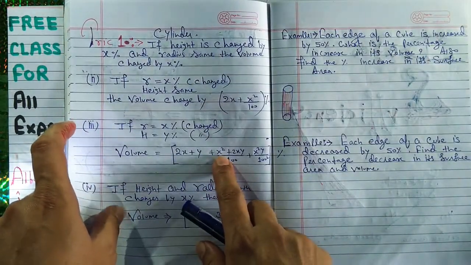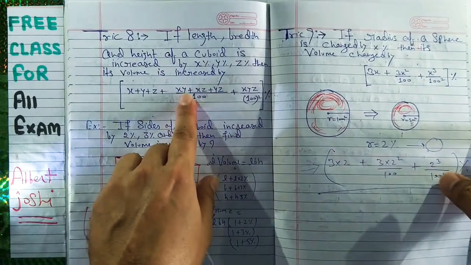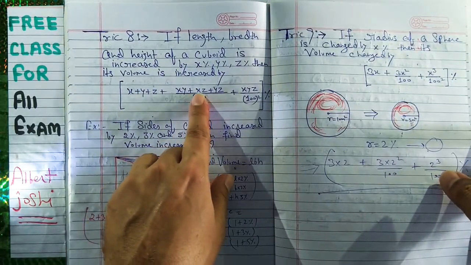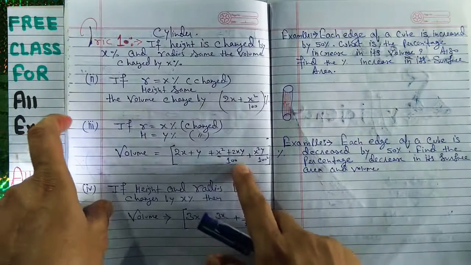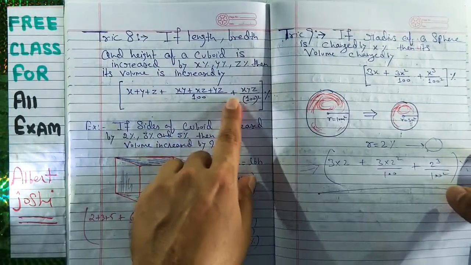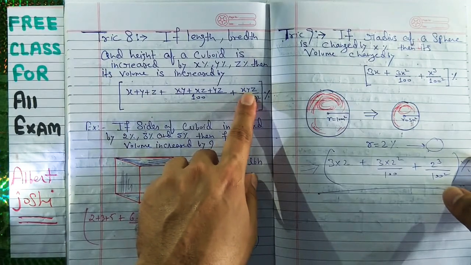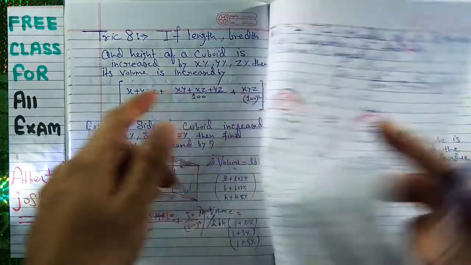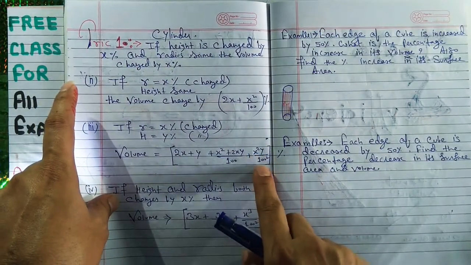And after then x square. Okay. This is x square. X into x is equal to x square. In place of xz and yz, we have written xy. So that is 2xy. Then upon 100 plus xyz. In place of y, we have written x. So x square y upon 100 square.